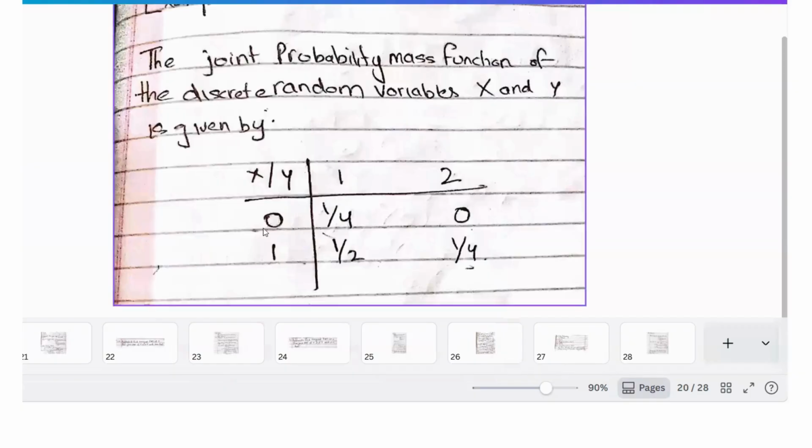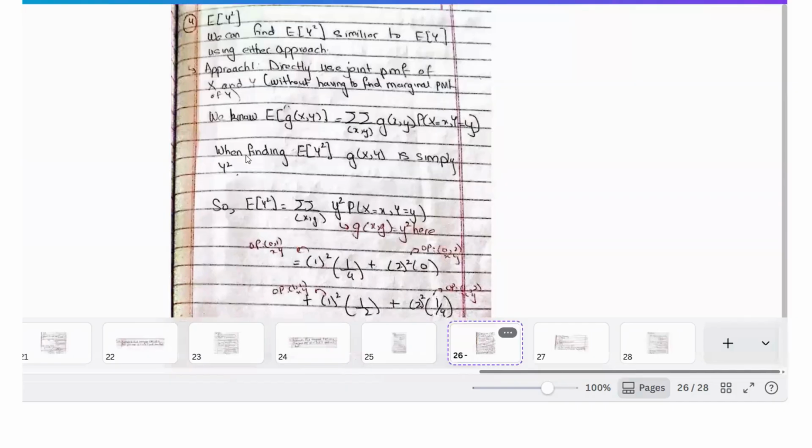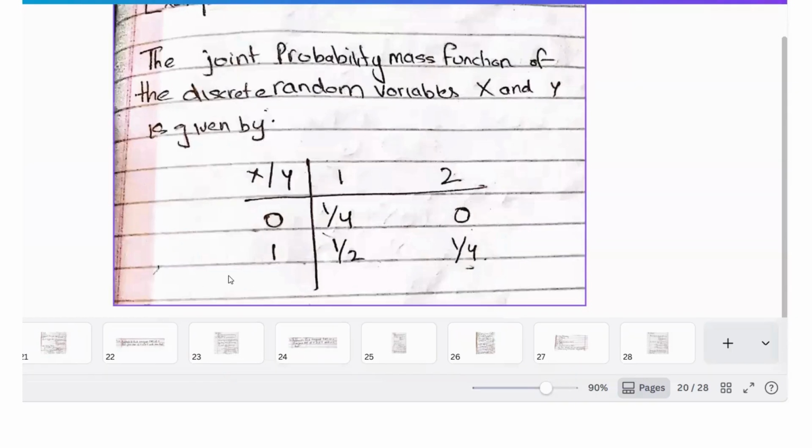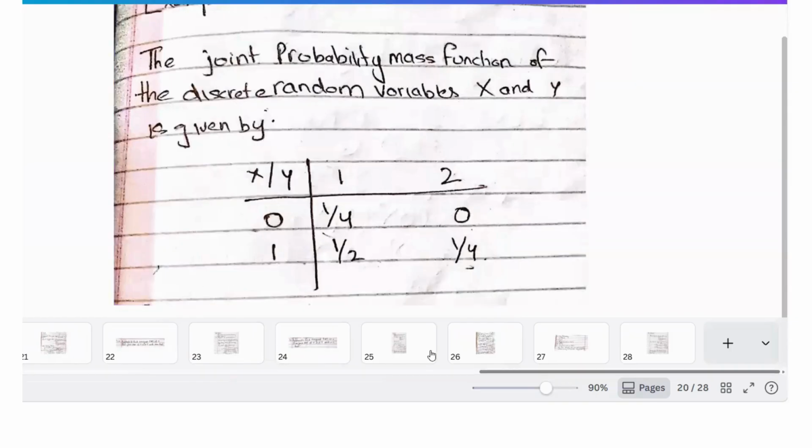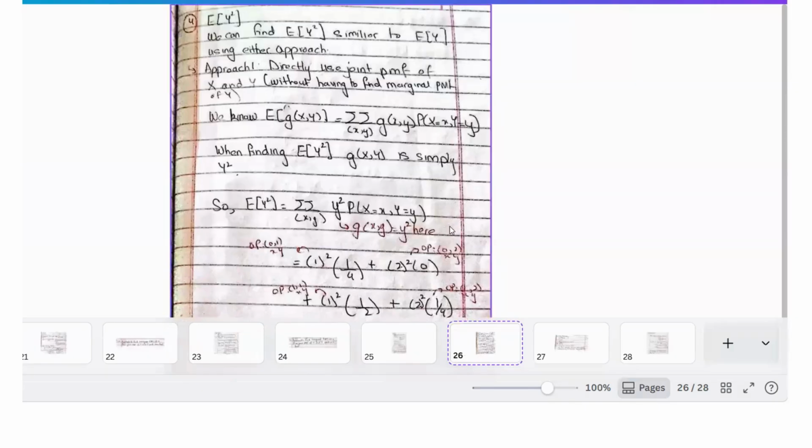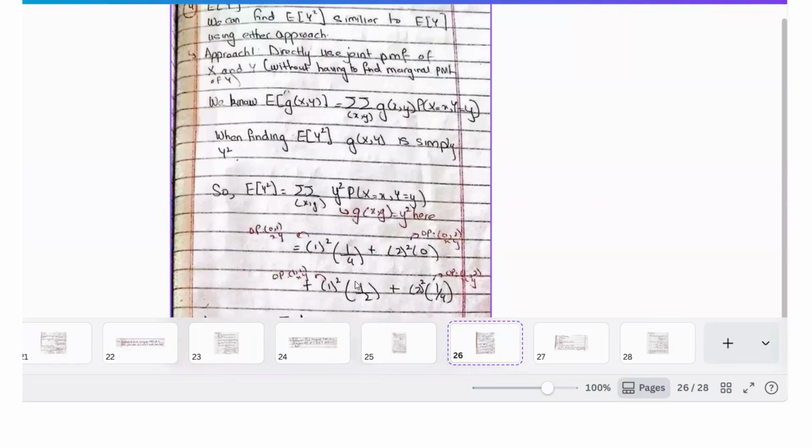So the first ordered pair we know is x is 0, y is 1, and the probability is 1 by 4. So here, for this ordered pair 0, 1, the y value is 1, so we have 1 square times the probability 1 by 4. The next ordered pair is x is 0, y is 2, and the probability is 0. So here the y value is 2, so it's 2 square times the probability 0.